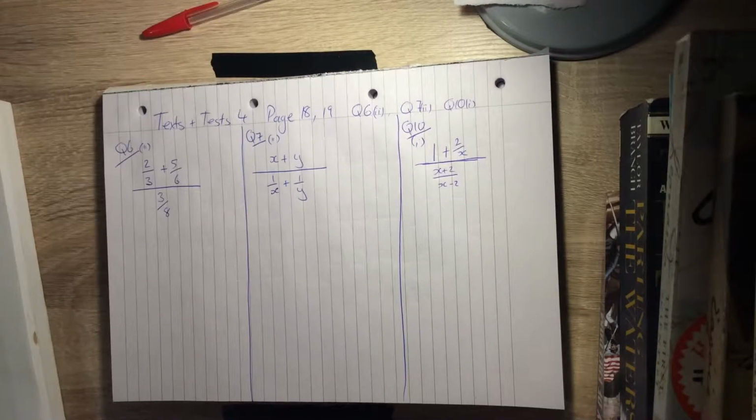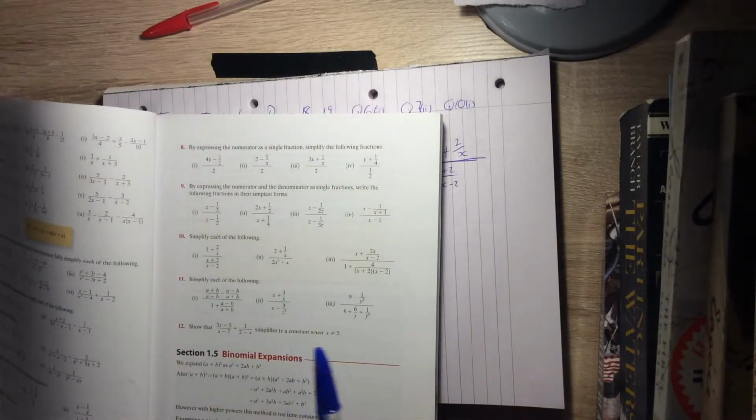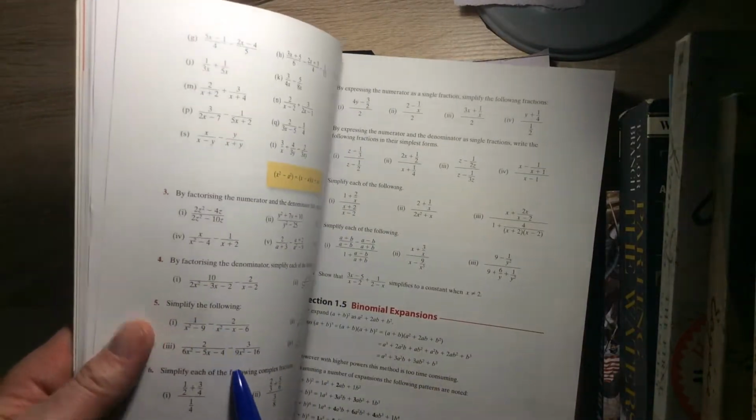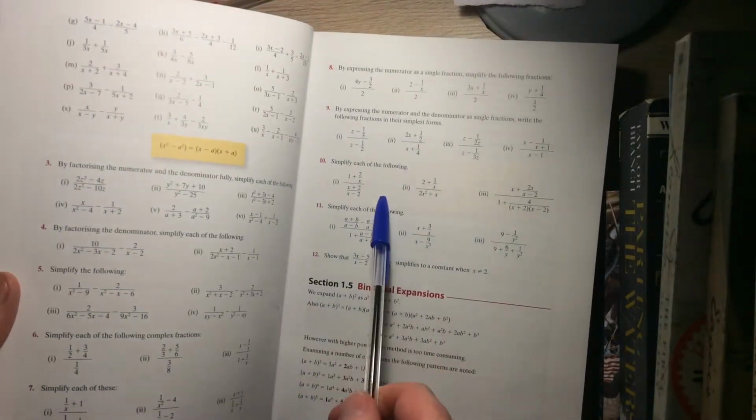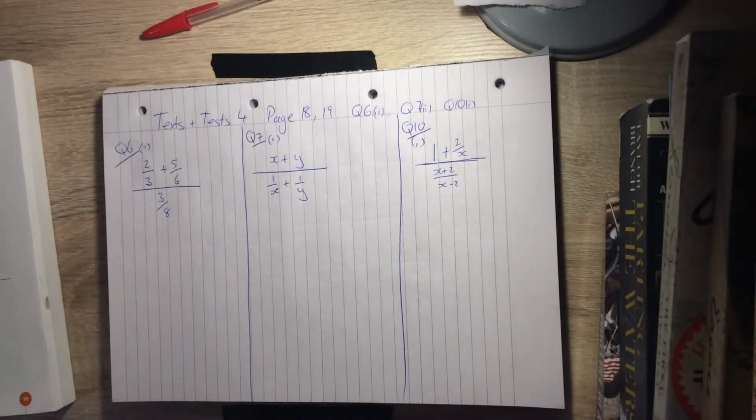How we doing, guys? We are looking at Text and Test 4, Chapter 1.4, page 18. We're looking at question 6, question 7, and question 10. This is working with fractions inside fractions.